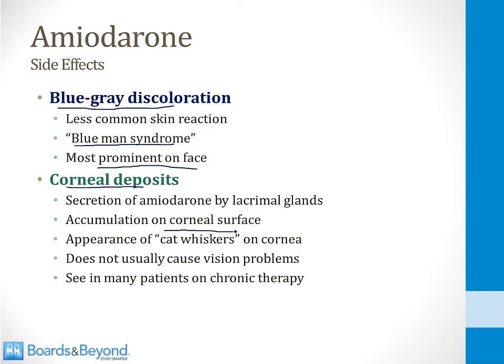It has a very unique appearance. It looks like cat whiskers. It's sometimes described as having a whorl with little whiskers coming off from it. You can also Google this and find lots of examples. It does not usually cause vision problems. It's just a sign of patients taking the drug. It's seen in many patients on chronic therapy, and you don't necessarily have to stop the drug just because of this finding in the eye.